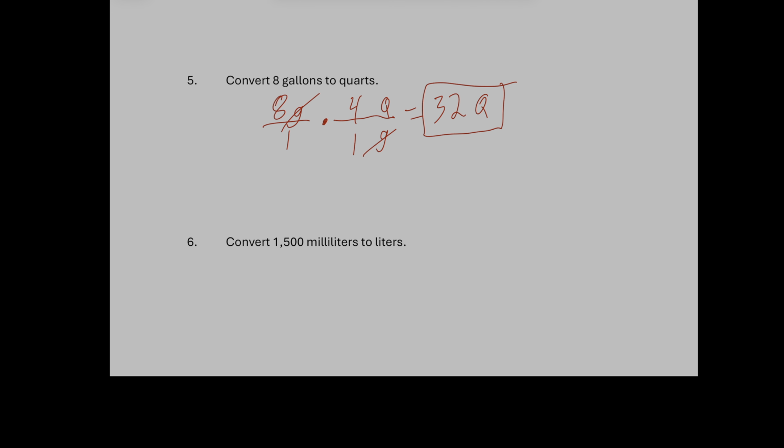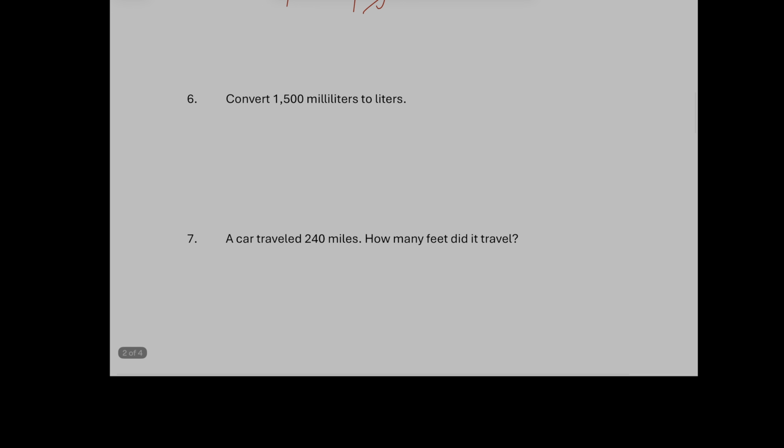All right, going to number 6. Convert 1,500 milliliters to liters. Okay, 1,500 milliliters, and I want to multiply that by something so that I get liters on top and milliliters on the bottom. Well, as we talked about, milli means a thousandth, so there's 1,000 smaller ones inside the one bigger one.